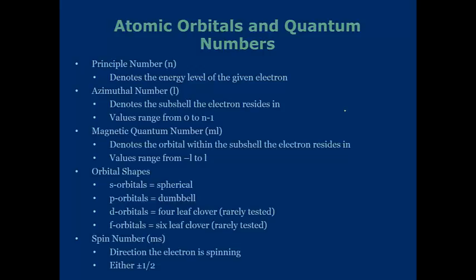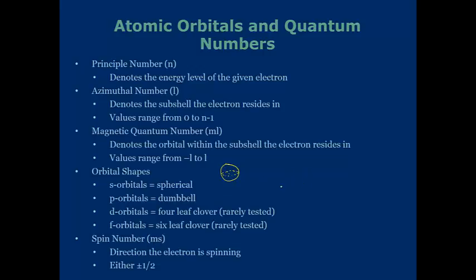The magnetic quantum number, ML, denotes the orbital within the subshell that the electron resides in. And these values are always between -1 to 1. So it's always going to be -1, 0, or 1. This will signify the orbital shapes, and there are 4. The s orbitals are spherical. So if I were to draw an s orbital, it would look something like that.